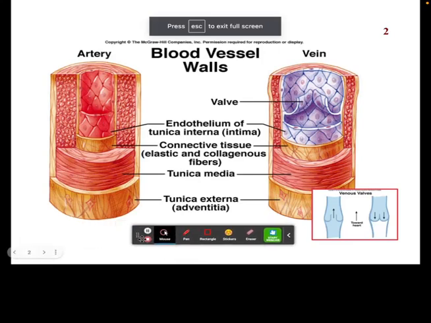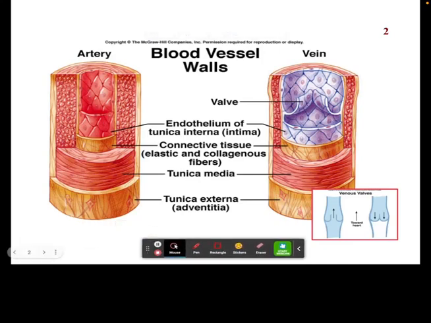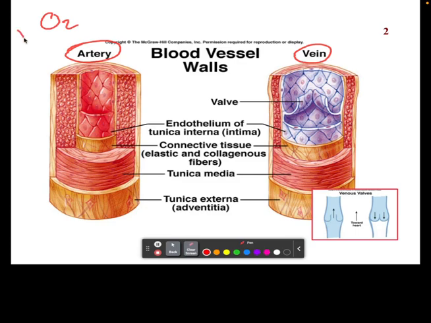Everybody. So in this video, we are going to focus on the blood vessels and specifically the differences between the arteries and the veins. So before we talk about the anatomical differences and physiological differences, let's just talk about what we mentioned in a previous video, which is the arteries are going to carry oxygenated blood, so high oxygen blood, away from the heart. And then the veins are going to bring low oxygen blood back to the heart.